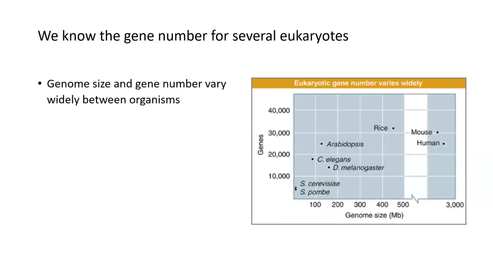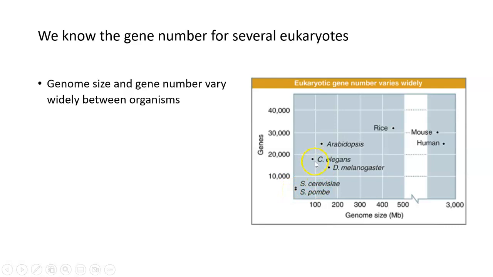And so what we have gleaned from understanding protein coding genes, how they're structured, and from looking at genomes of different organisms or eukaryotes, is that the genome size and the number of protein coding genes is going to vary pretty widely between different organisms. This graph here shows genome size on the x-axis and the number of genes on the y-axis. And so you can see S. cerevisiae, which is yeast, down here, has a relatively small genome size and a relatively small number of genes.